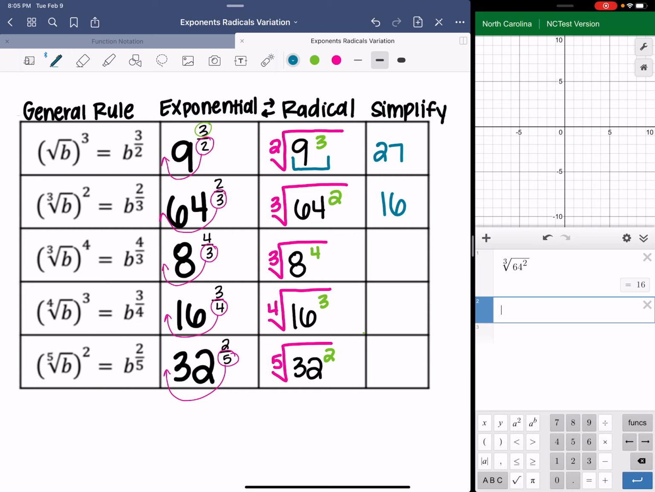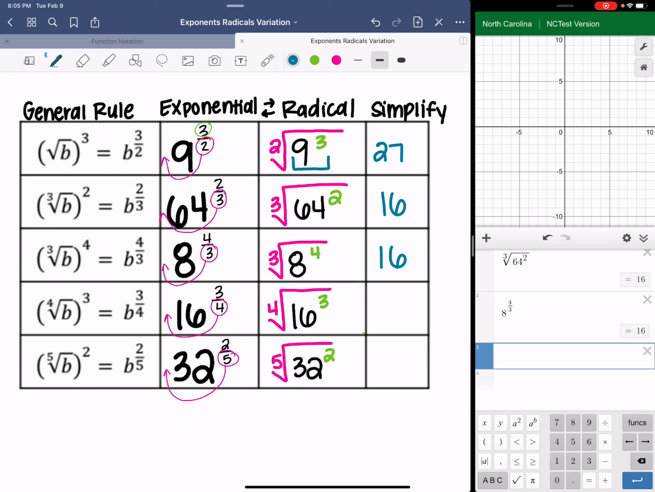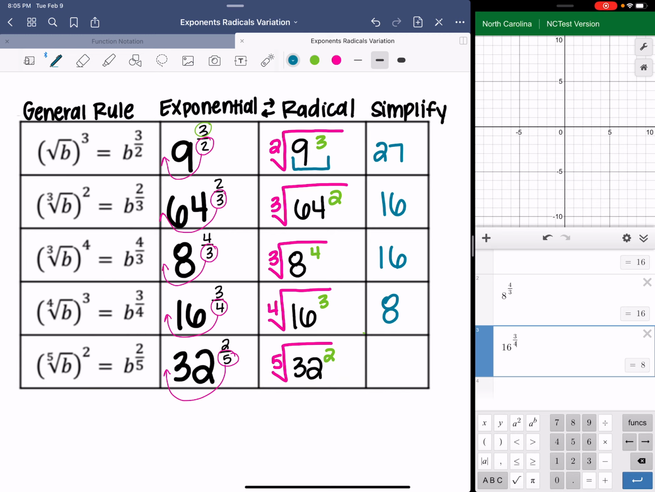I find that the exponential form is a little bit easier to type just because you don't have to navigate away from the main keyboard here. So I'm going to do 8 to the power 4 divided by 3 is 16 as well. All right, and then we have 16 to the power 3 divided by 4, and that's 8. And finally, 32 to the 2/5 is 4.